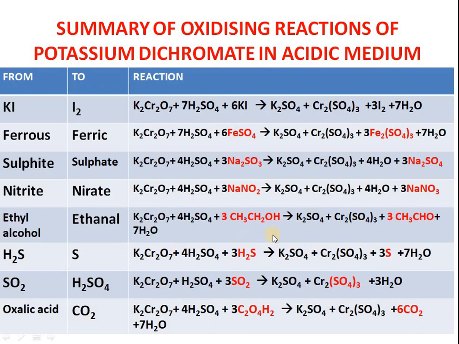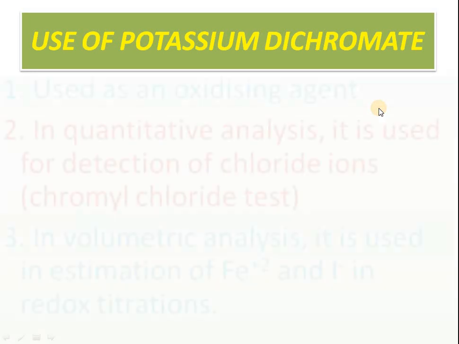So this is a summary of the reactions we have done in acidic medium for potassium dichromate. KI is converted to I2, the reaction is here, and ferrous is converted to ferric. See, ferrous sulfate to ferric sulfate, sulfide to sulfate, nitrite to nitrate, ethyl alcohol to ethanal, H2S to sulfur. See here, H2S to sulfur, sulfur dioxide to sulfuric acid. So this sulfuric acid was used to convert chromium oxide, potassium dichromate, to chromic sulfate, oxalic acid to carbon dioxide. Previously I had forgotten KI to I2. Okay, so these were the reactions and uses.